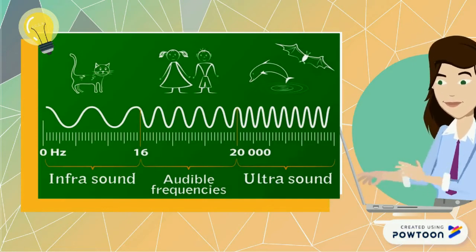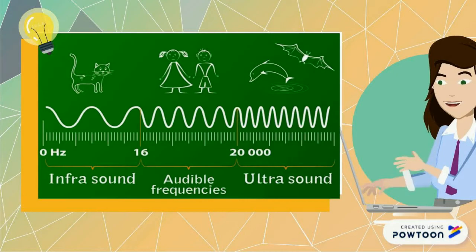And then the next is audiosonic. It is sound wave whose frequency is between 20 Hz up to 20,000 Hz, and the example is humans. And the third is ultrasonic. It is sound wave whose frequency is above 20,000 Hz, and the examples are bats and dolphins.